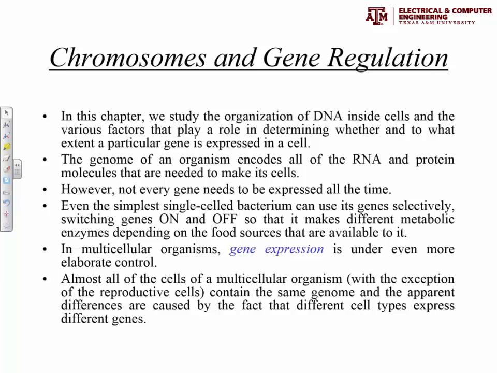Now, if you put lactose, the sugar that is there in milk, in its environment, and there's no glucose, it can produce the enzymes that are needed to break down lactose. So there is some kind of a control mechanism. If glucose is there, it's not producing the enzyme that is needed to process lactose. But if the environment contains lactose, then it will adapt by turning on the right genes to produce that enzyme.